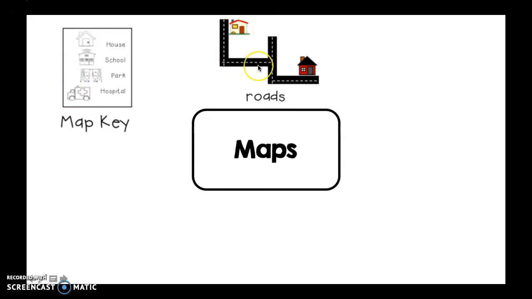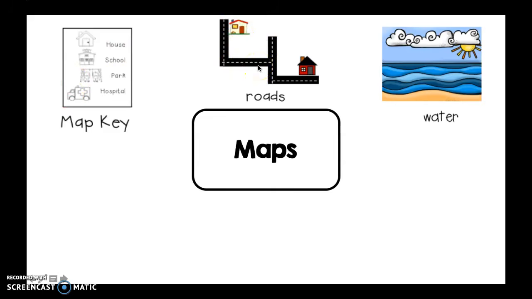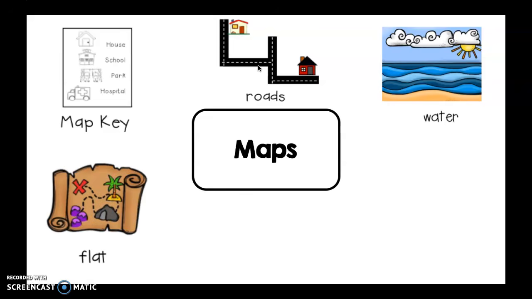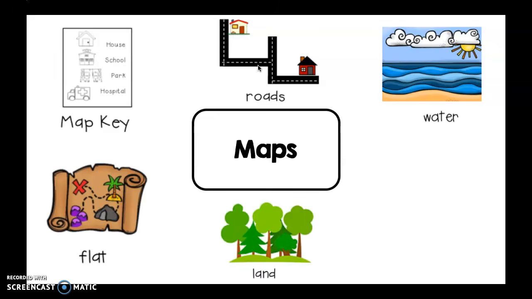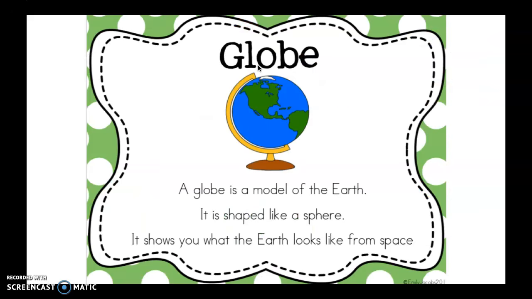Maps can show roads. They show water. They're flat. Maps show land. And they also have a compass rose because we need to know what direction to travel to get to each place on the map. Globes, on the other hand, are a little different.